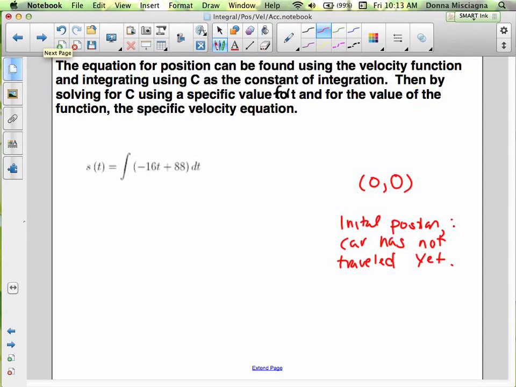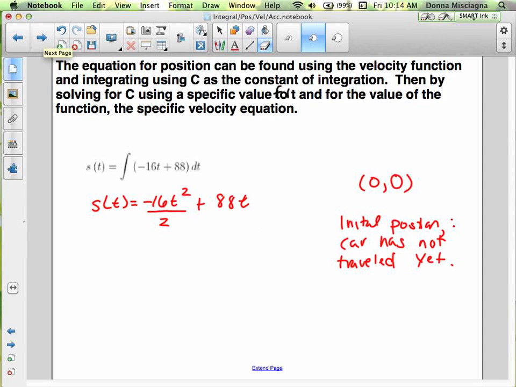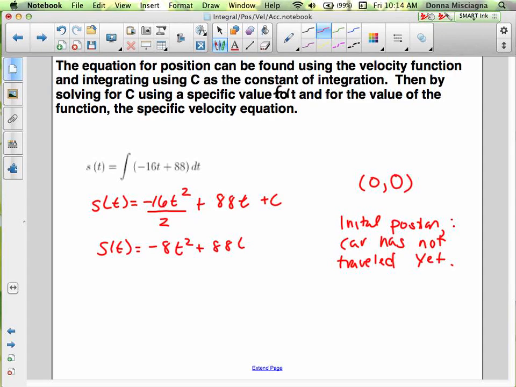So now we're going to integrate this. Again, we're using the power rule. So s of t equals, we're going to increase the exponent by 1 and divide by the same thing. Now it's 88t to the first, and dividing by 1 gives us the same thing. And then of course our constant of integration. So let's reduce that. S of t equals negative 8t squared plus 88t plus c.